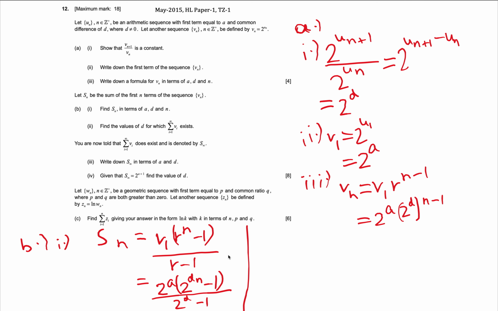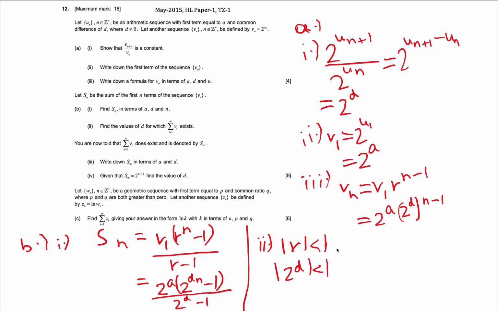Okay, now the second part: find the values of d for which the sum from i equals 1 to infinity of vi exists. Basically this is talking about the infinite sum, and we need to find the values of d for which the infinite sum of this sequence exists. Hopefully we all know that the infinite sum exists when the absolute value of the common ratio is less than 1. This is the condition which is very important to solve this question. The common ratio is 2 raised to the power of d, and this needs to be less than 1 in absolute value.